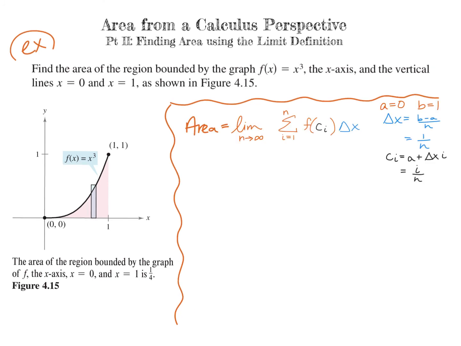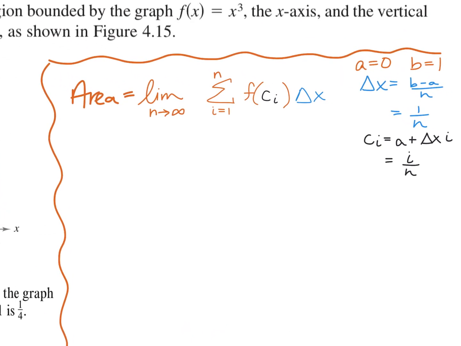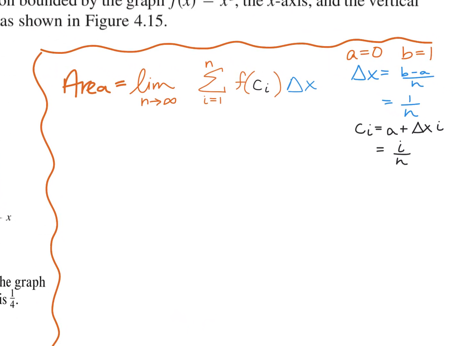The first thing we can do is simply write out what we know all over here. So we wrote out the area of our region using the limit process. This is the definition. Then we know that since we're finding the area between the x values of 0 and 1, a is 0 and b is 1. C sub i and delta x are defined as these two things right here. So delta x is b minus a divided by n. b is 1 and a is 0, so we'll get 1 in the numerator and of course n in the denominator.